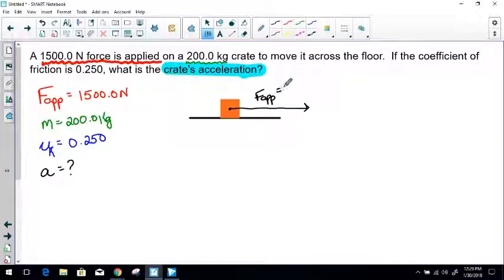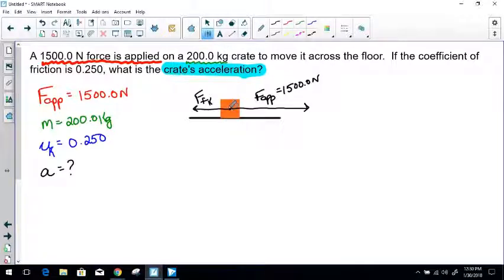And I know that that equals 1500 newtons. I have this coefficient of sliding friction, and I know that this vector going in this direction for friction has to be smaller than my applied force because we have some acceleration. So I have a smaller frictional force here that I'm going to draw. So frictional force kinetic, which I don't know, but I do have a way to find it, just like in the previous problem.